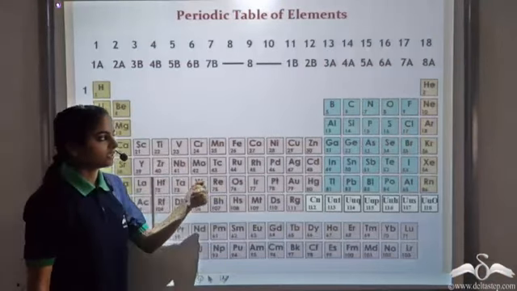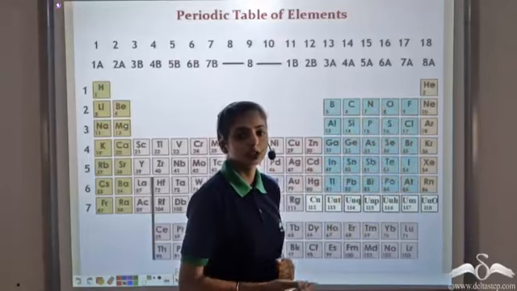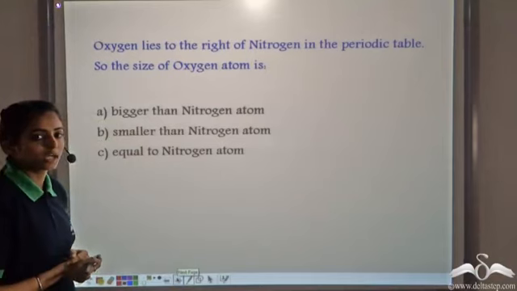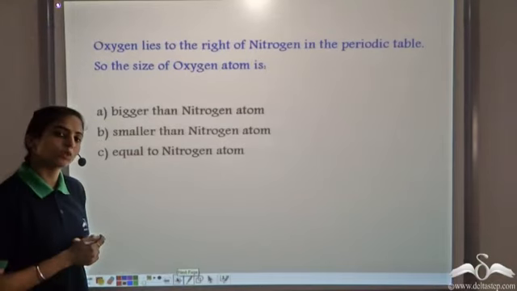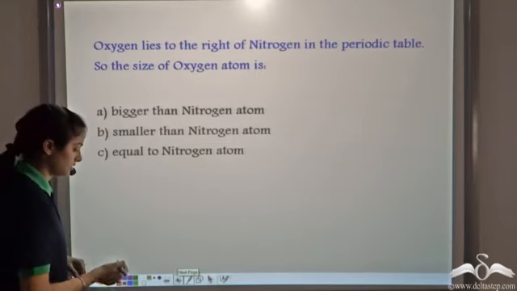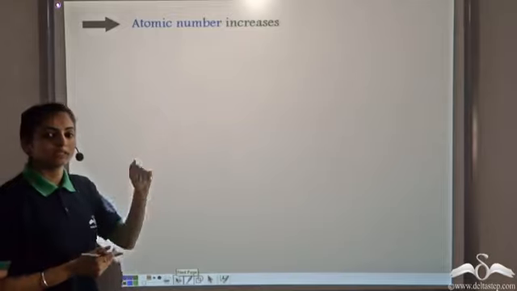So, in the periodic table, we see that oxygen lies right next to nitrogen. What do you think? Is the size of oxygen atom bigger than nitrogen atom, smaller than nitrogen atom, or is it equal to nitrogen atom? Let's try to answer this. We know they are lying in the same period.